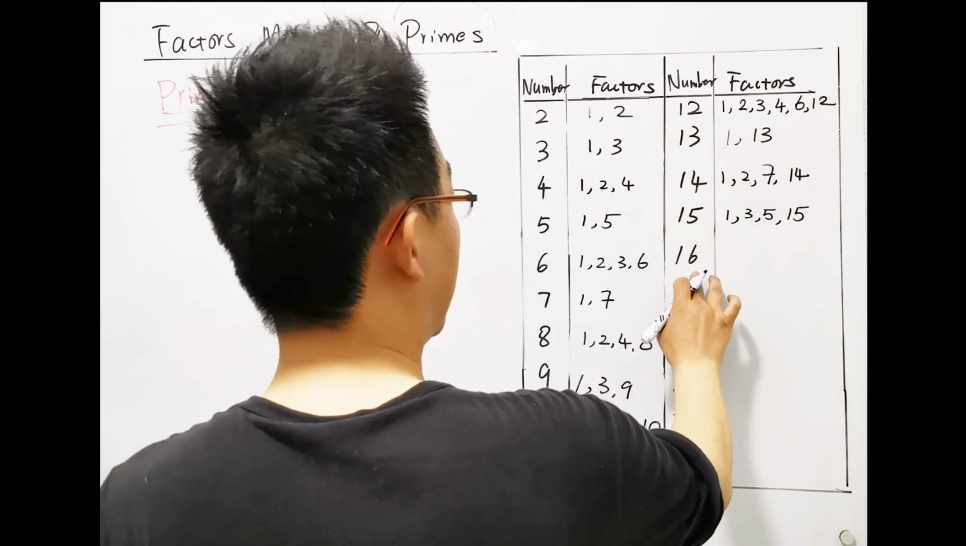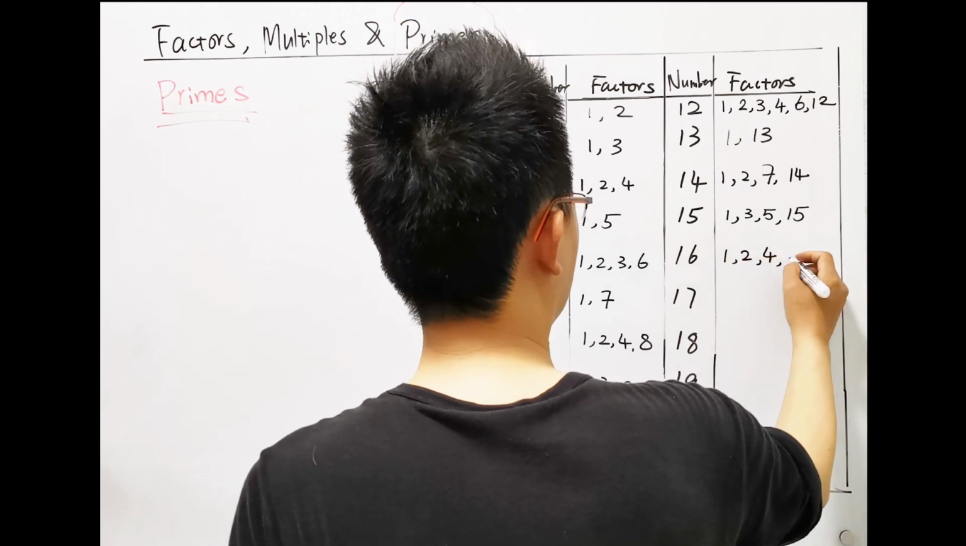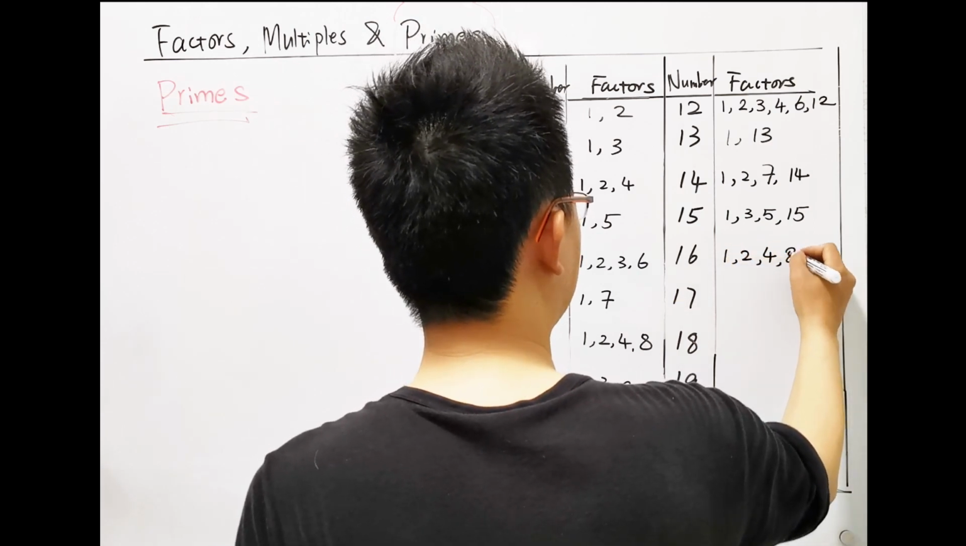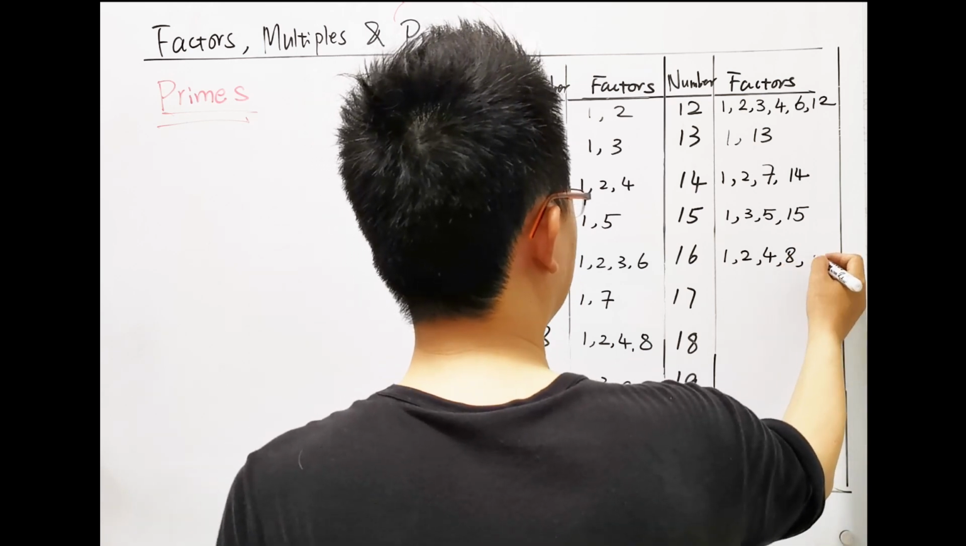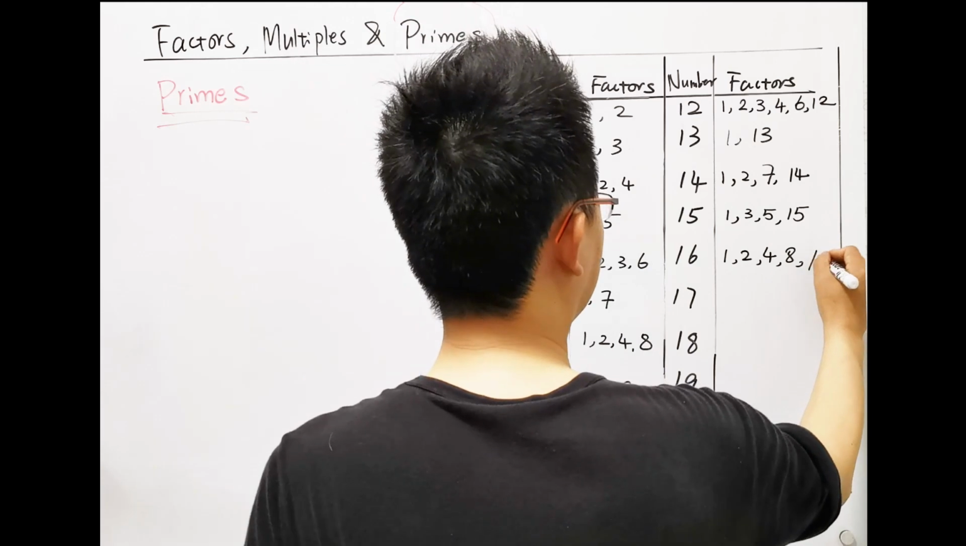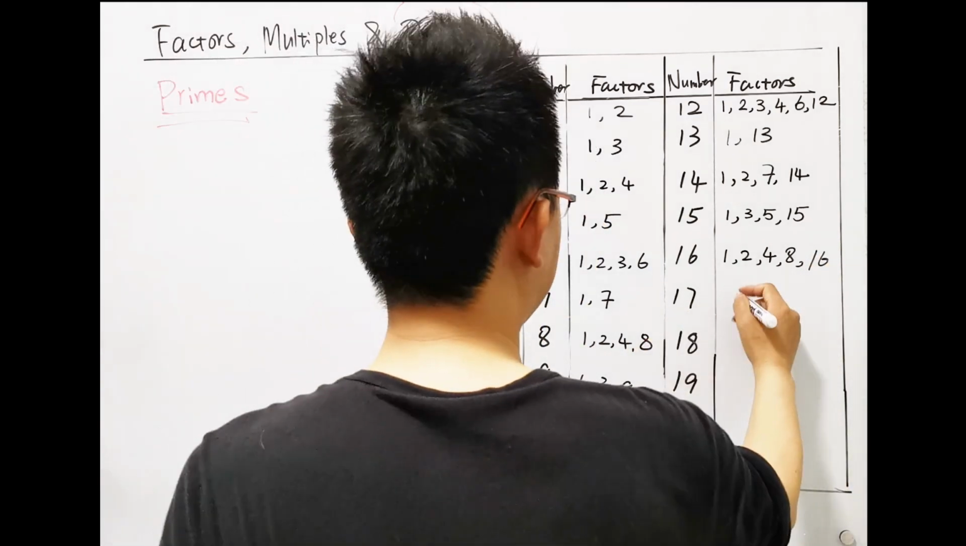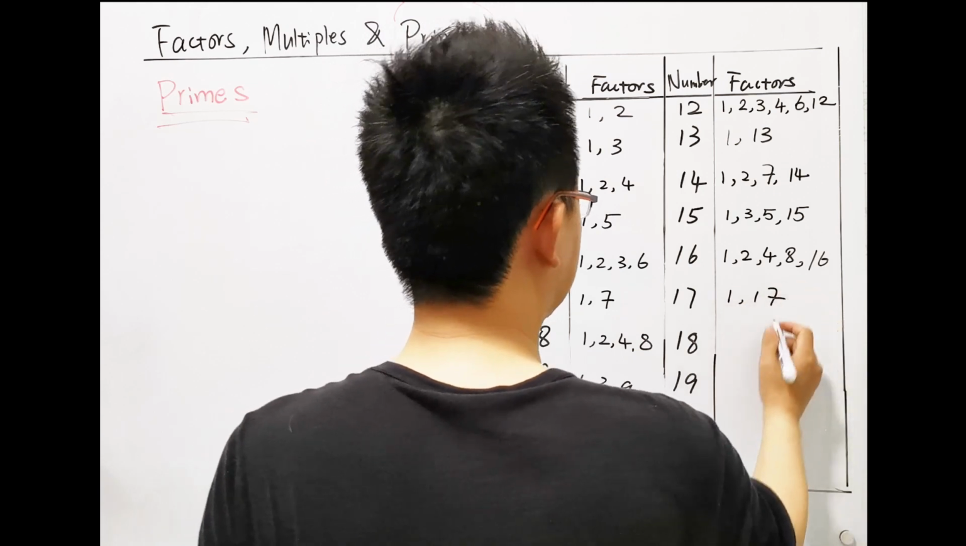So how many numbers do we have for 16? We have 1, we have 2, we have 4. Do we have 8? Yes, we have 8, right? And then the other one, 16 itself, right? Okay, so let's look at 17. 17, we only have 1 and 17 itself, right?